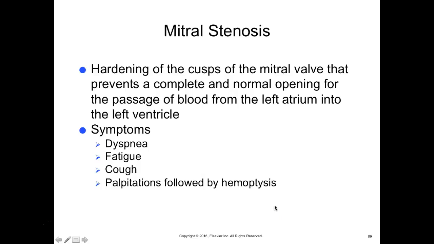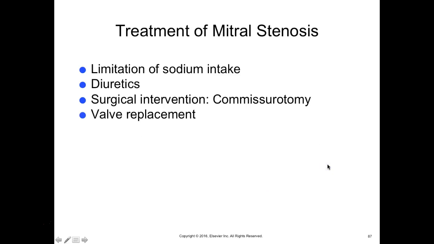Here we have first is mitral stenosis. This is hardening of the cusps of the mitral valve that prevents a complete and normal opening for passage of blood from the left atrium into the left ventricle. So it's stenosed. So symptoms would include dyspnea, fatigue, cough, and palpitations followed by hemoptysis, so coughing or spitting up of blood. Then we have the treatment. So limitation of sodium intake, diuretics, surgical intervention, and then valve replacement.